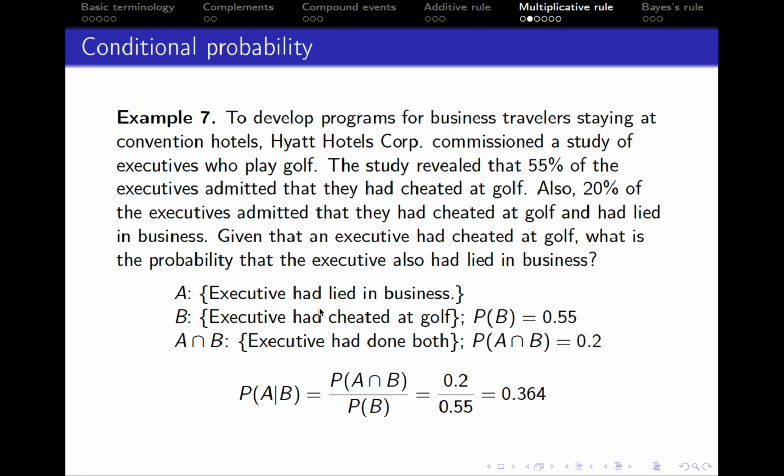So to calculate the probability that the executive had lied in business, given that this person had cheated at golf, we need to do the following. We take the intersection of the two events and divide it by the probability of an executive cheating at golf. So 0.2 divided by 0.55, we get the probability of 0.364 or 36.4%. So the probability that an executive had lied in business given that this person had cheated at golf is 36%.